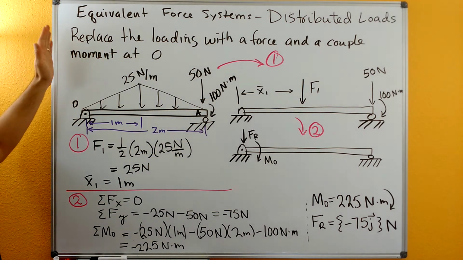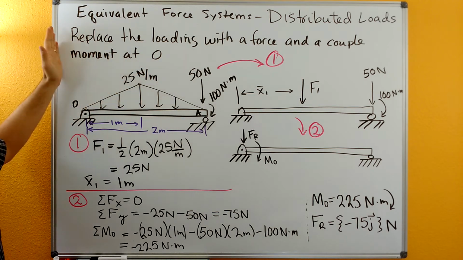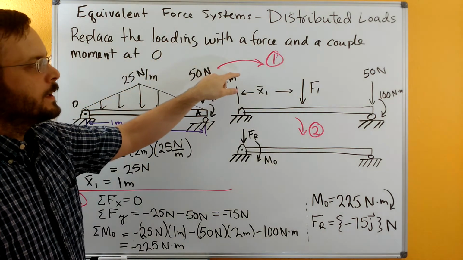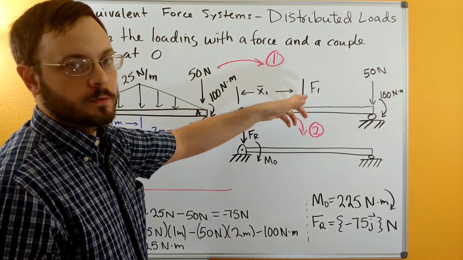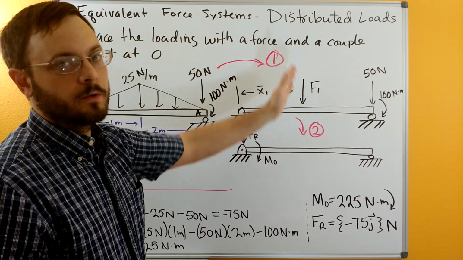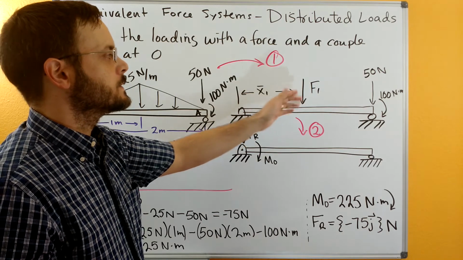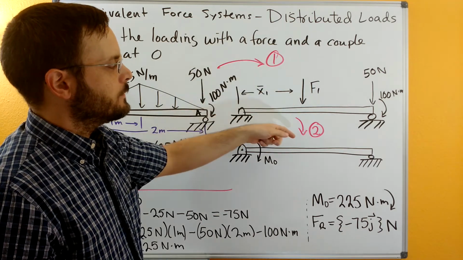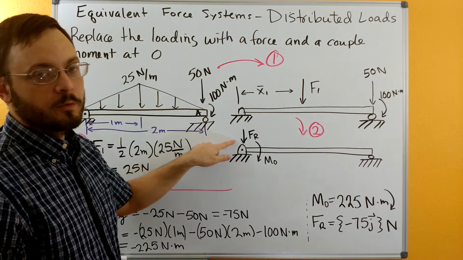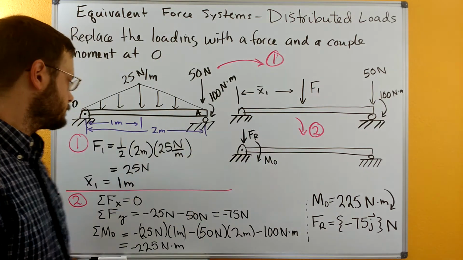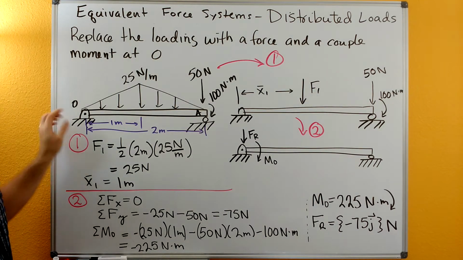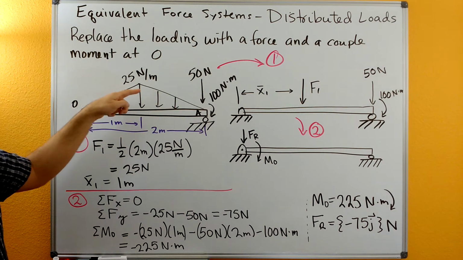So we want to replace all of this loading with a force and couple moment that sit at A. We'll have to take this in two steps. The first step is just to find the total resultant under that distributed load and to find out where that resultant from the distributed load acts. Then from there, we'll do that final step and come up with an overall resultant and an overall resultant couple moment at O. So for this first step, we need to find the area under this distributed load.